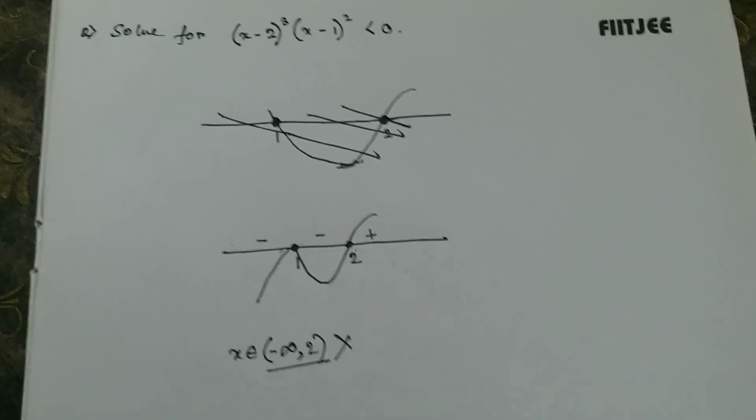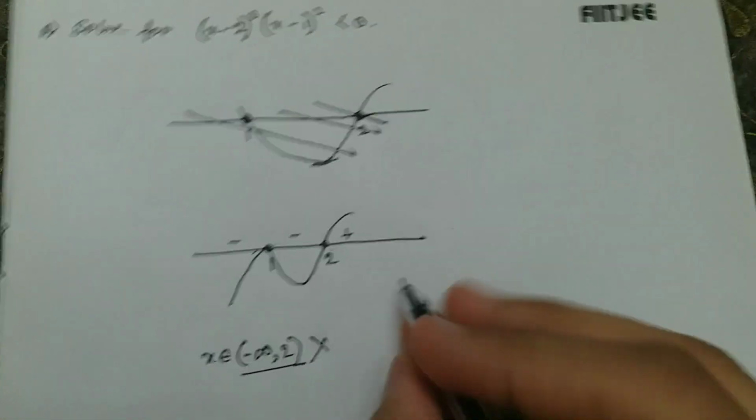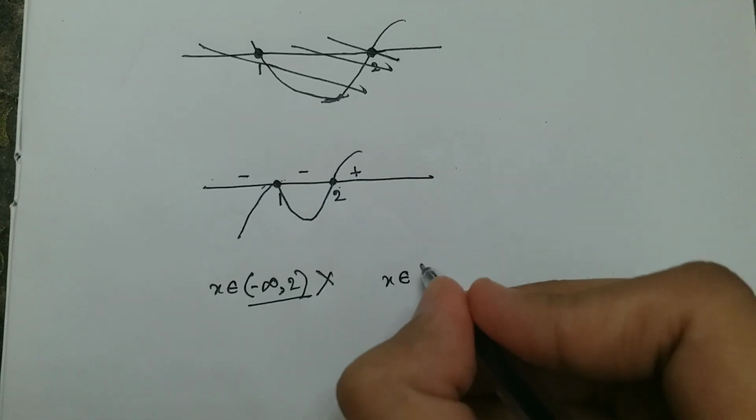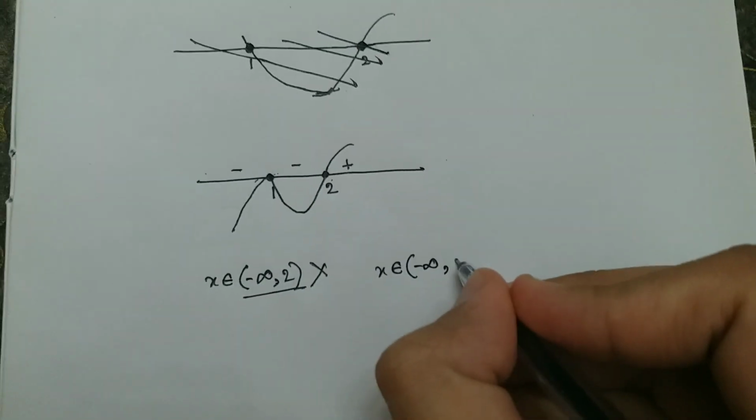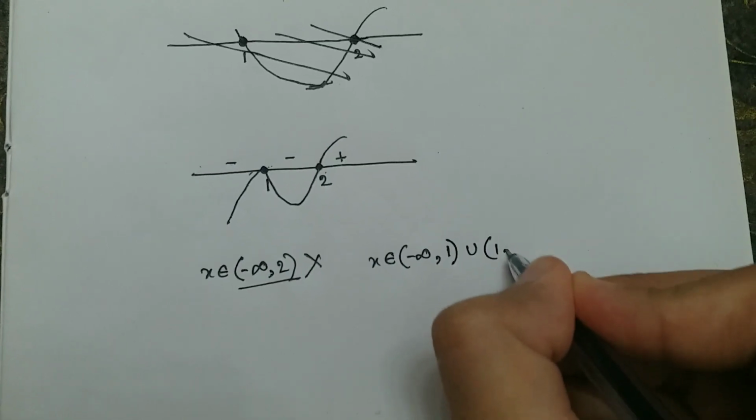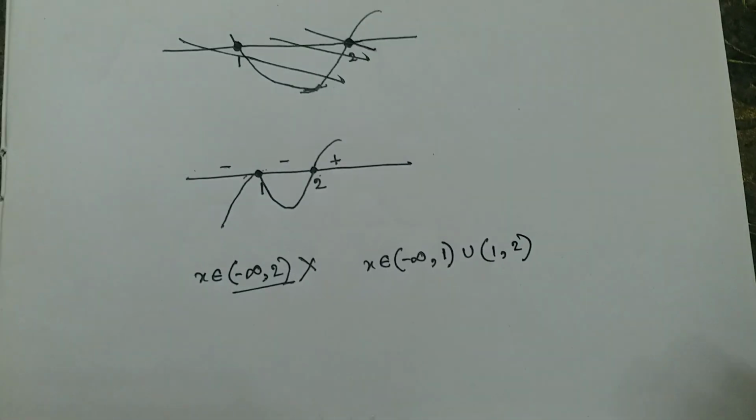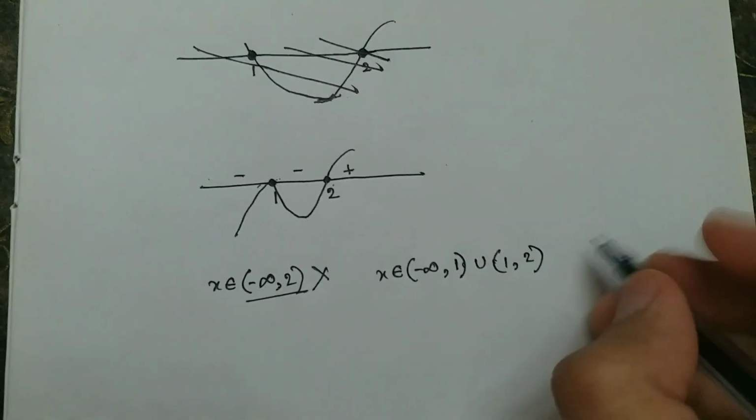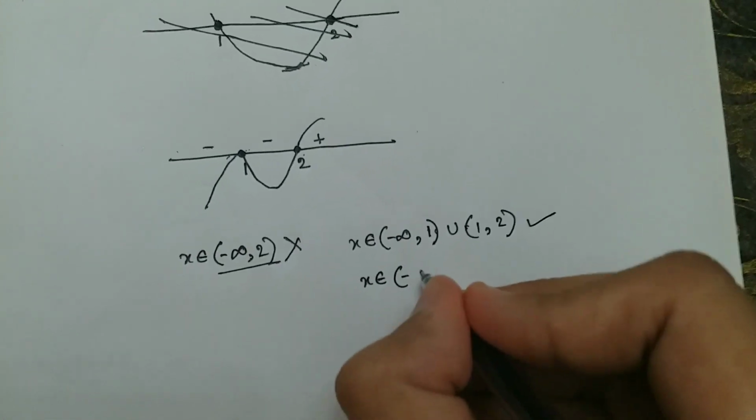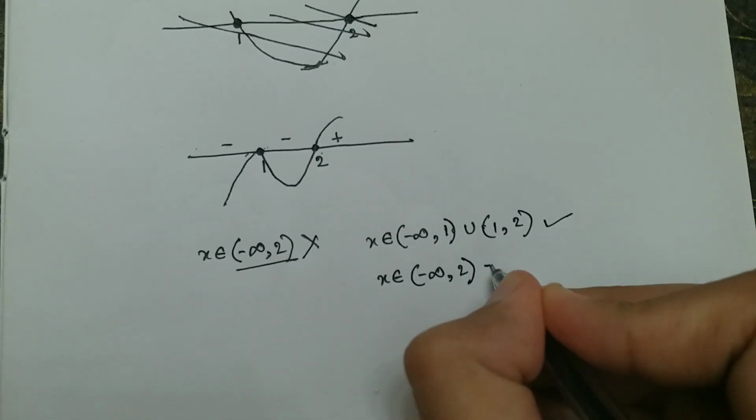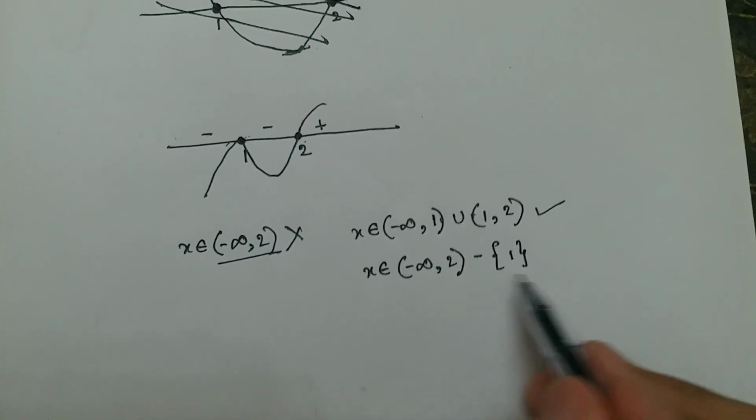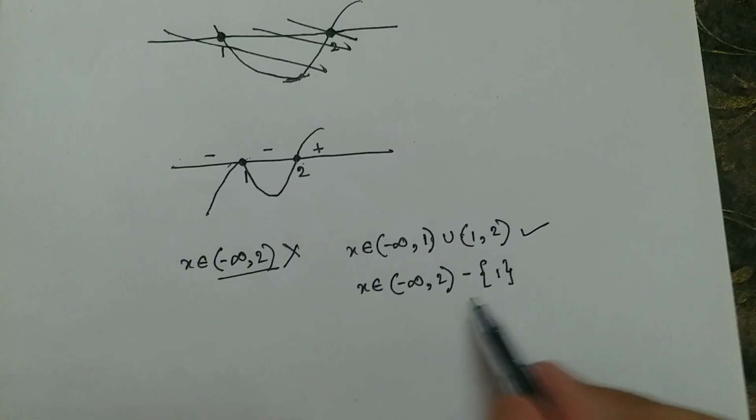Now how can you exclude it? There are two ways of writing it. Whichever you find convenient, you can use it. First way is you break it into two parts. x belongs to minus infinity to 1, open interval, union 1 to 2. So that means 1 is not included, both sides open interval. Another way is you can write x belongs to minus infinity to 2, and then exclude only 1 from that interval. Now this is the way of writing discrete elements.